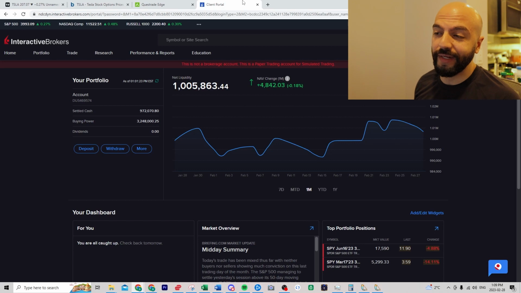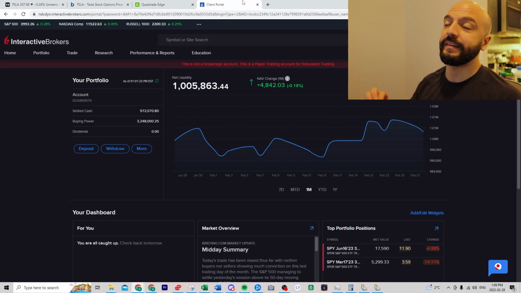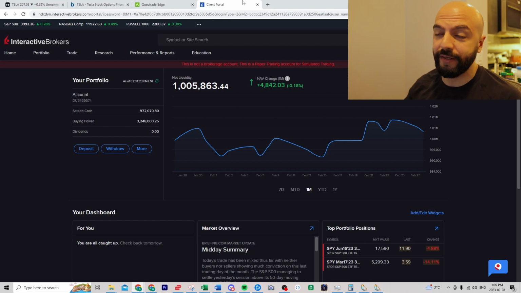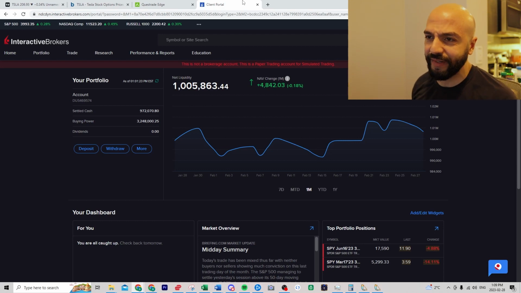I am switching my entire account to Interactive Brokers. What I like is that they offer a paper trading account. So I opened a normal account with $100, and they give you a paper trading account with $1 million that I use to simulate some trades. And I could just show you some of the trades that I'm doing now.